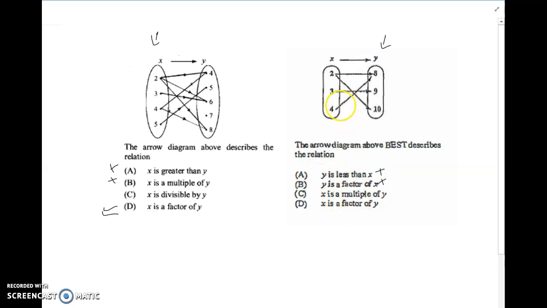X is a multiple of y. Alright, let's see. Is 2 a multiple of 8? No, 2 is a factor. 2 is a factor of 10 as well. 3 is a factor of 9. 4 is a factor of 8. You see it? So it's not a multiple, it's actually factors. You see, same question, but it just asks it differently, right?